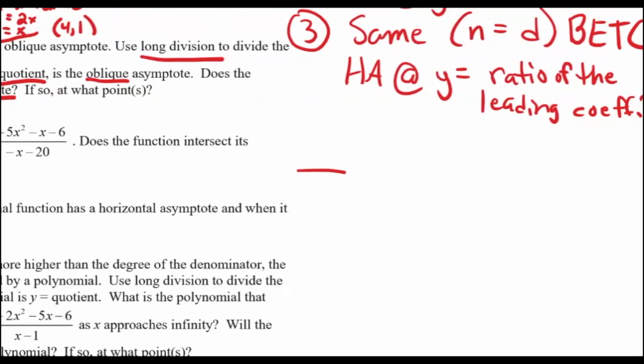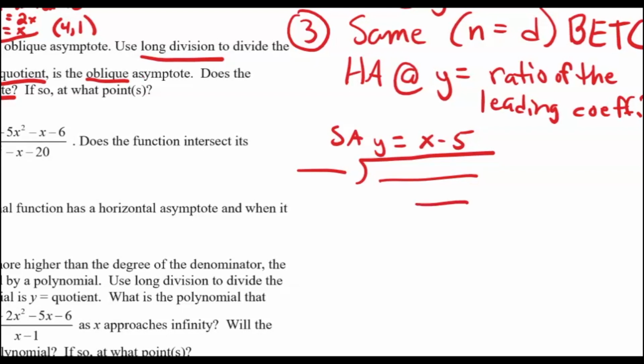Let's say we were dividing some polynomial into another polynomial, and the quotient ended up being x minus 5. This would end up being our slant asymptote or our oblique asymptote. And as you're working these things out, you may have a remainder of like 2x minus 4.